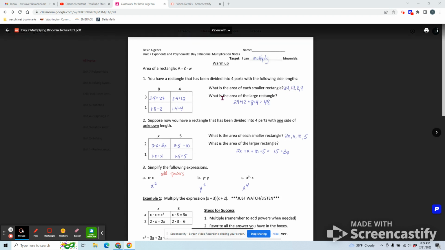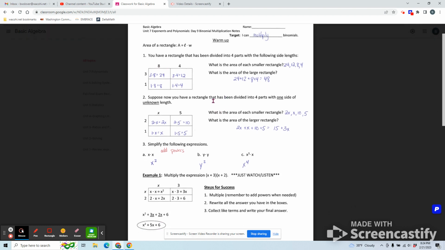And it's asking for the area of the large rectangle. To find the area of the large rectangle, you add the 4 smaller ones together. So number 2, same thing, but now I have one side that I don't know. I still do the same thing to find the area. It's still length times width.